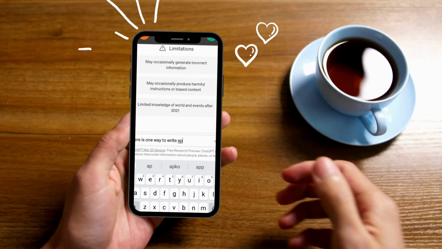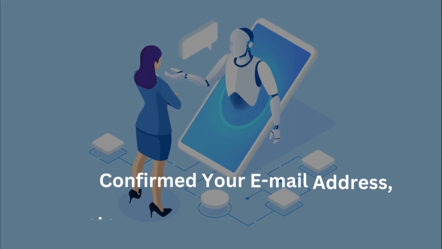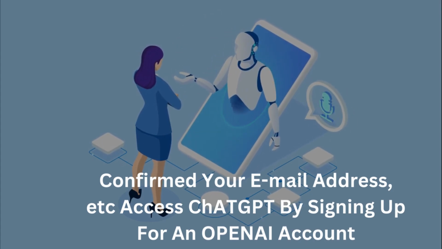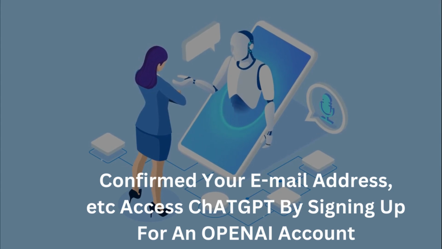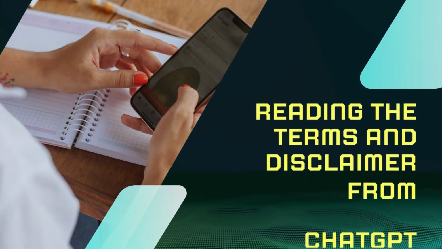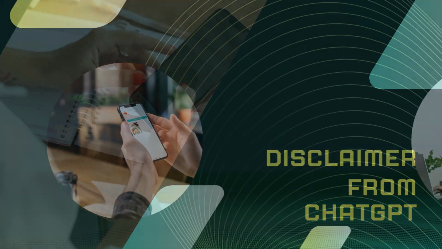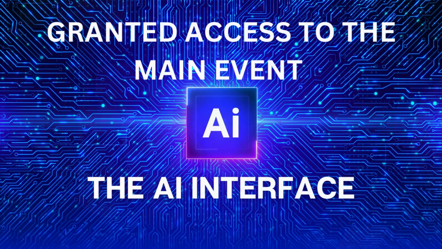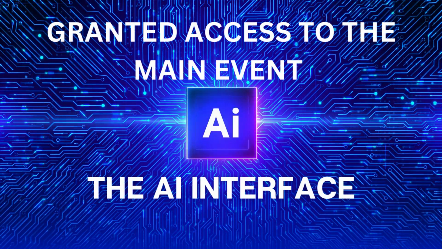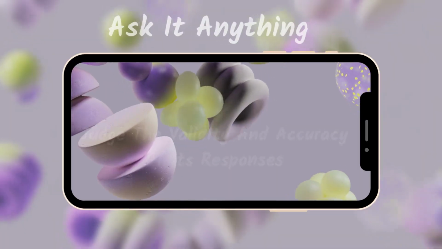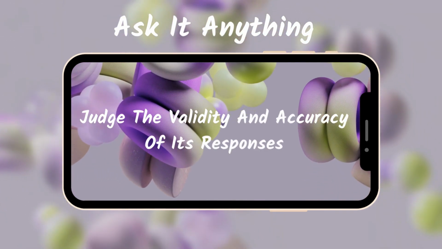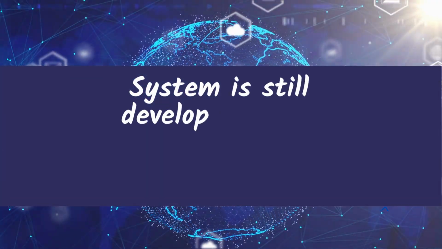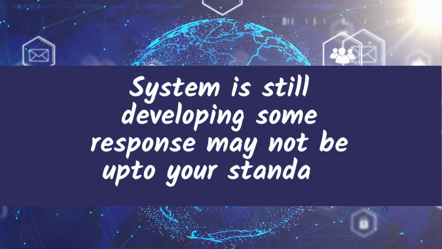Once that is done, you have to confirm your email address, phone number, etc. You can access ChatGPT by signing up for an OpenAI account. After reading the terms and disclaimer from ChatGPT, log into your OpenAI account and select Next. And then you have guaranteed access to the main event, the AI interface. From here, ask it anything and judge the validity and accuracy of its response. However, remember that the system is still developing, so some responses may not be up to your standard.